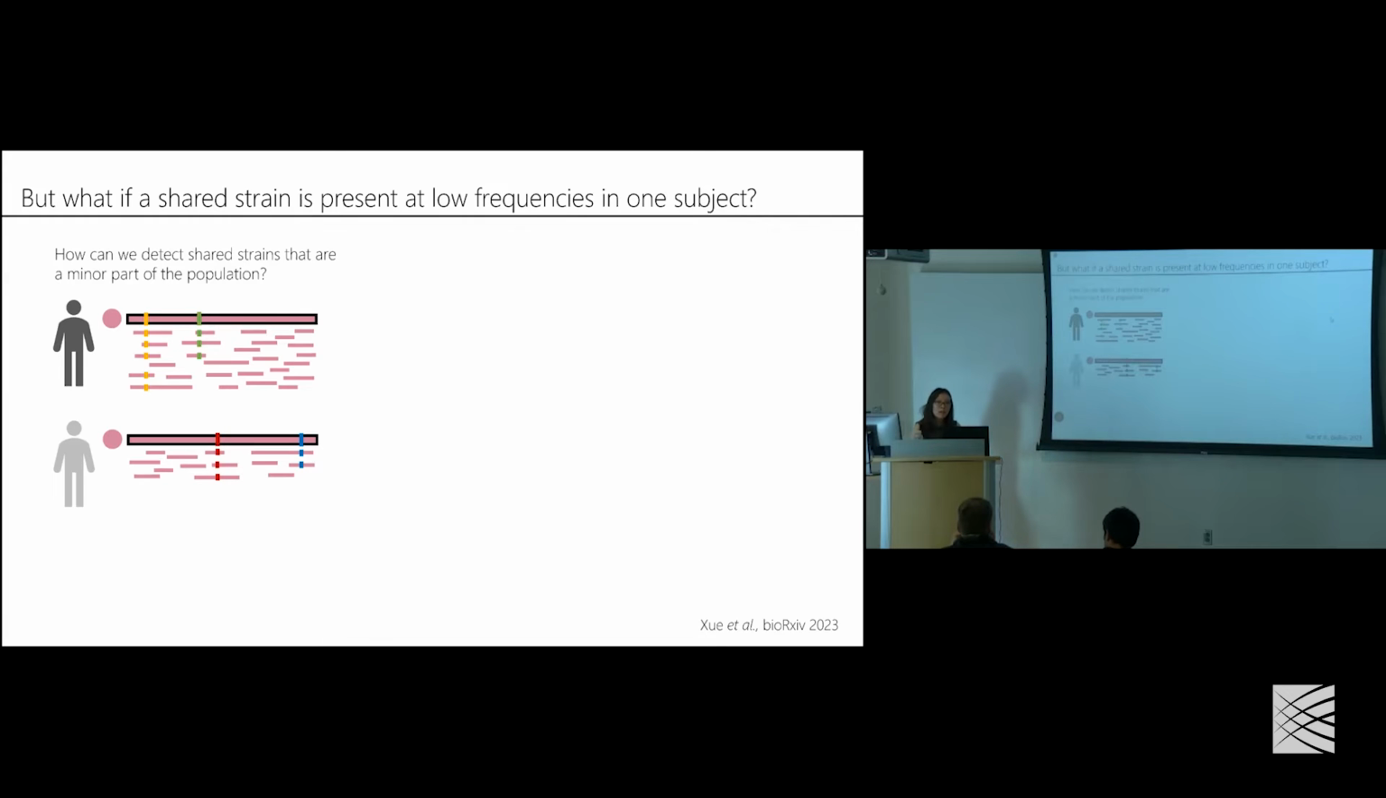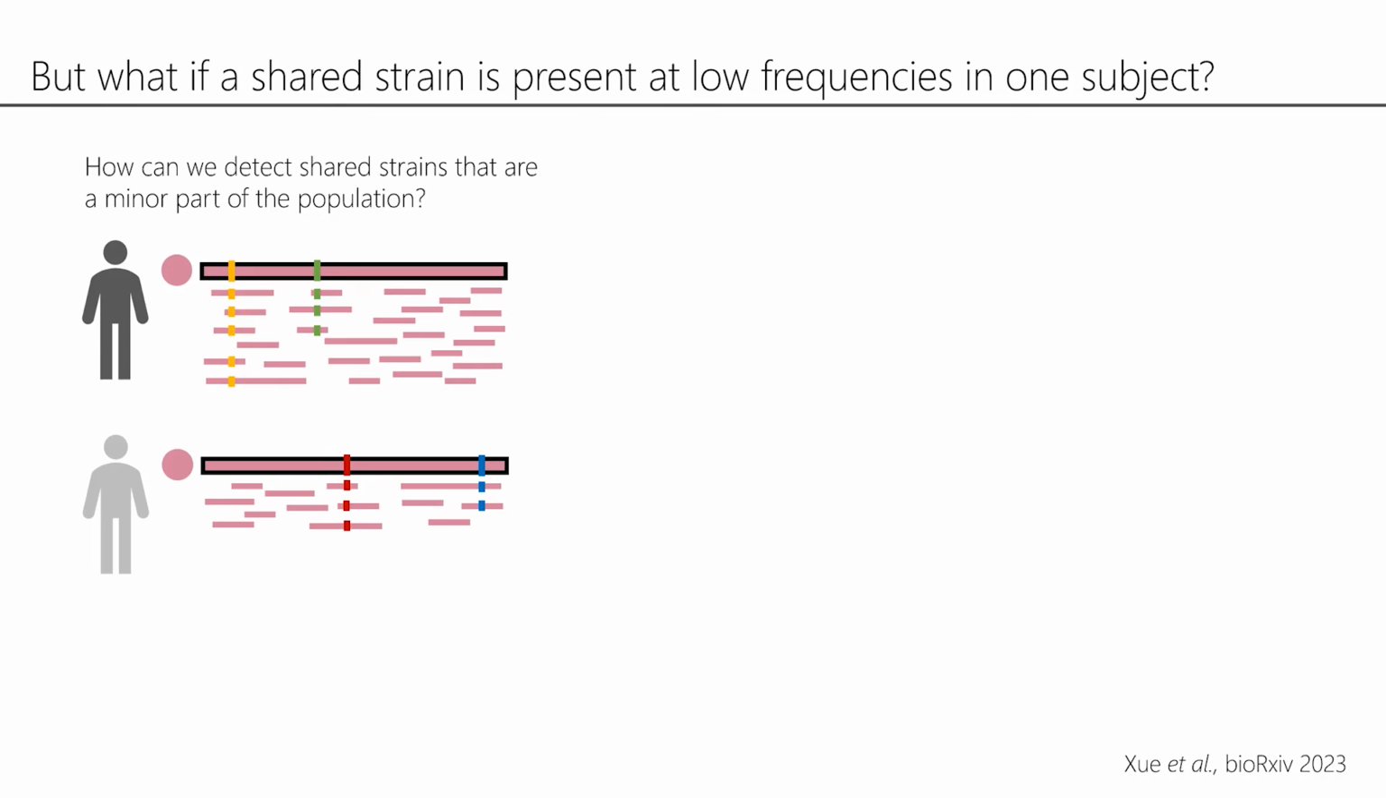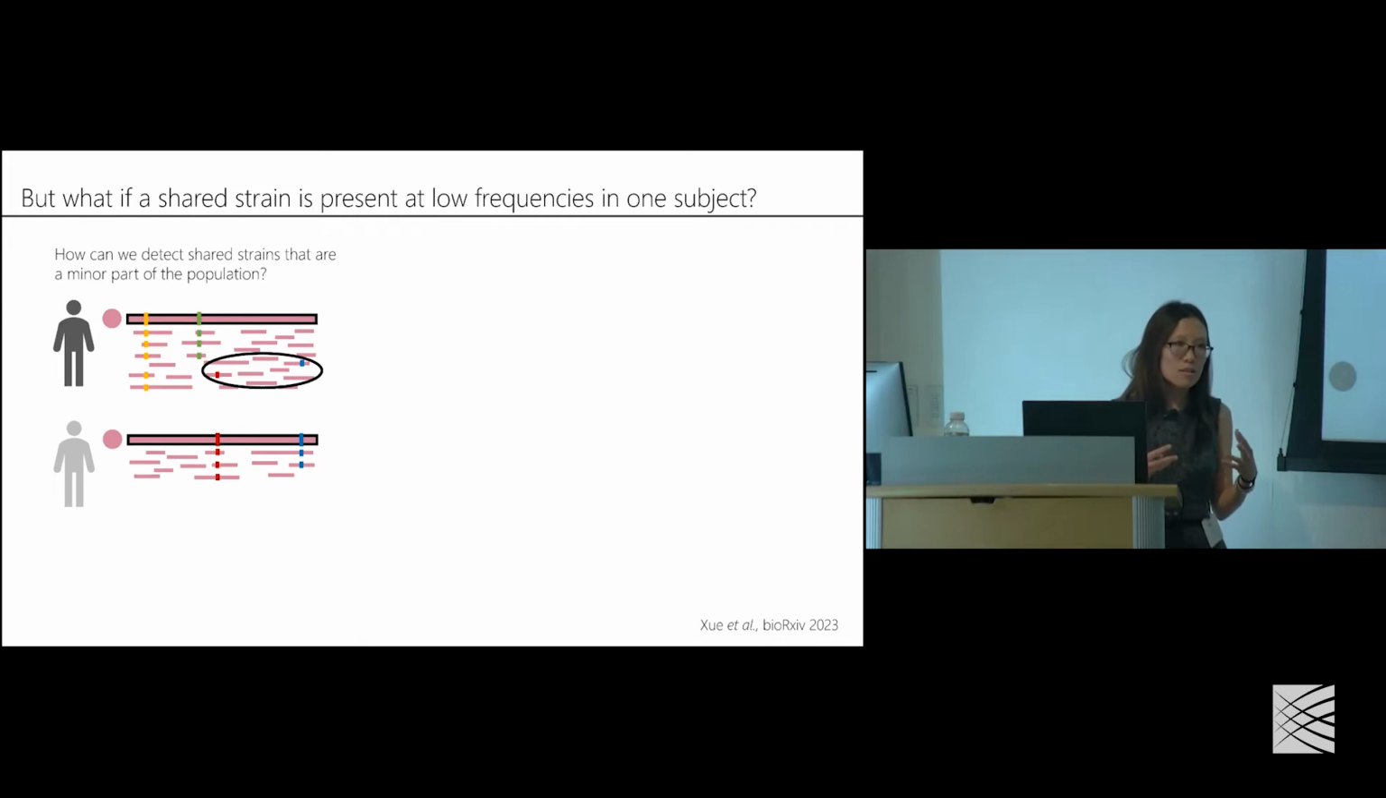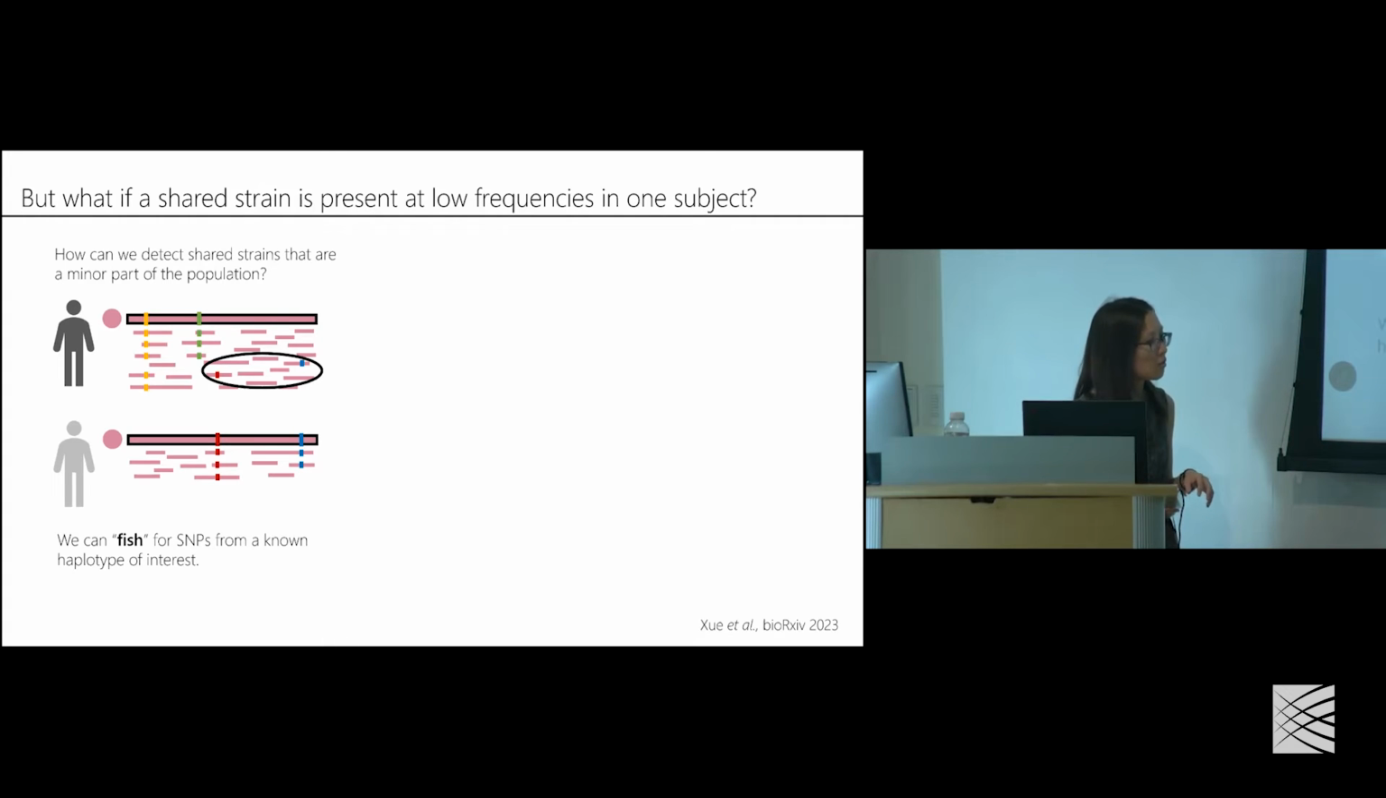Okay, but there is another scenario that we want to consider, which is what happens if a shared strain is actually present at low frequencies in one subject. For example, we can consider the case when this strain with the red and blue polymorphisms is present at very low frequency within this other person's population. In this case, what we would want to do is specifically look for the SNPs that are coming from this known haplotype of interest, this other strain that we've already inferred the genetic composition of. What we can do is, we call it fishing.